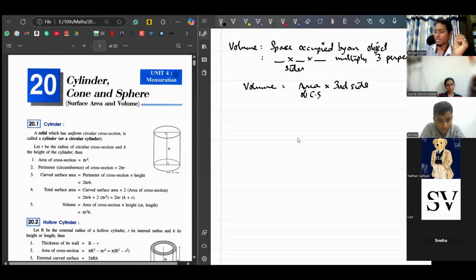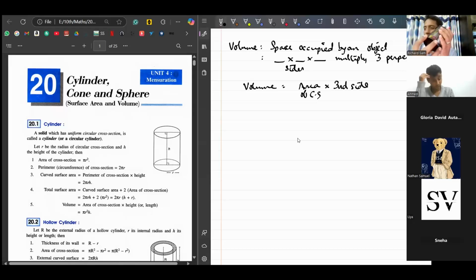For example, you take a cylinder. This is a cylinder over here in my hand. Okay. So if the cylinder was flat, it would be a circle. Correct. Or also you can think of it like this. If you cut the cylinder like this, the shape that you get when you cut it is a circle. So the area of the circle would be the area of the cross section.